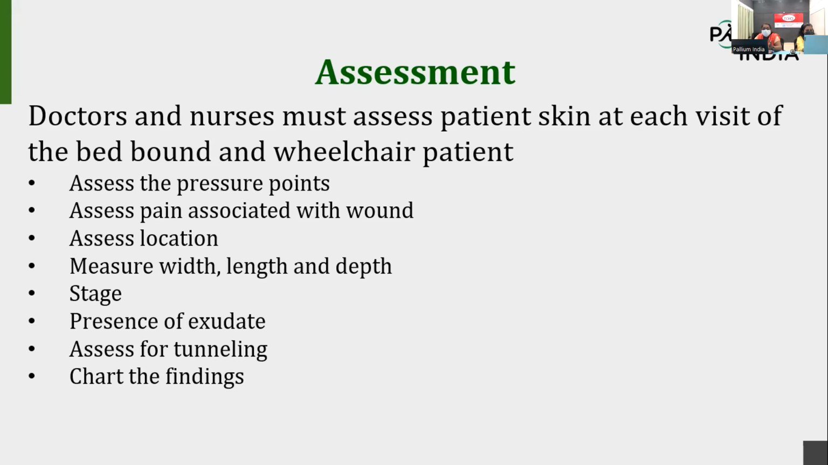Then assess location, measure width, length, and depth of the wound, stage of pressure ulcer, and presence of exudate. Exudate means purulent discharge from the wound. So any pus discharge or a clear, maybe clean water-like oozing of fluid from the wound, that is called exudate. So you have to assess for that. Then assess for tunneling. All these things you have to document properly so that we can compare that wound after 2 weeks.